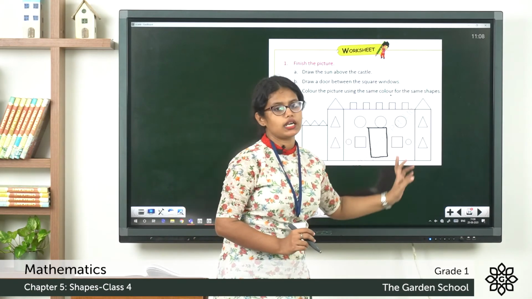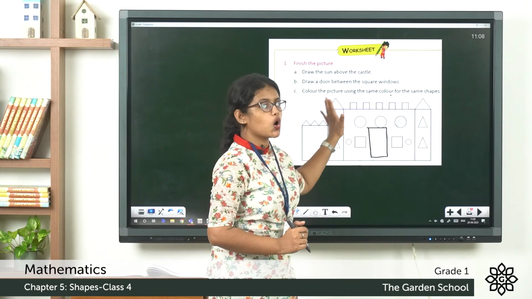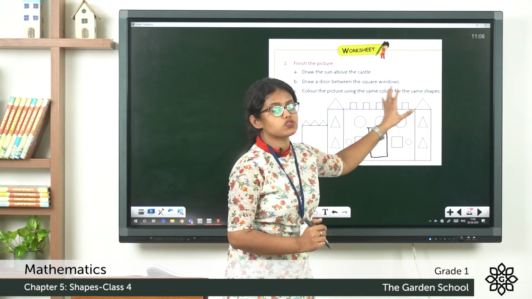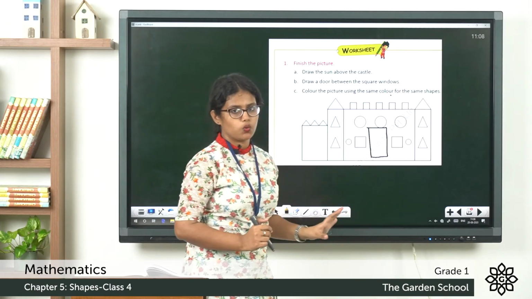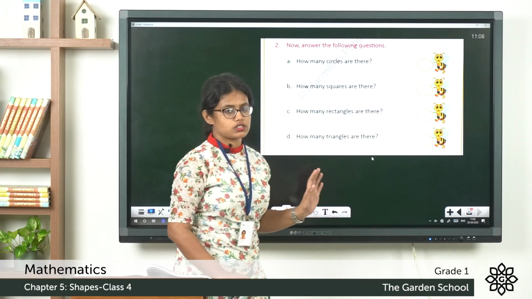Then color the picture using the same color for the same shapes. Then you have to color it. That is, if you are coloring the circle as red, you have to color all the circles red. And if you color the triangle blue, you have to color all the triangles blue. Then below that you have some questions.